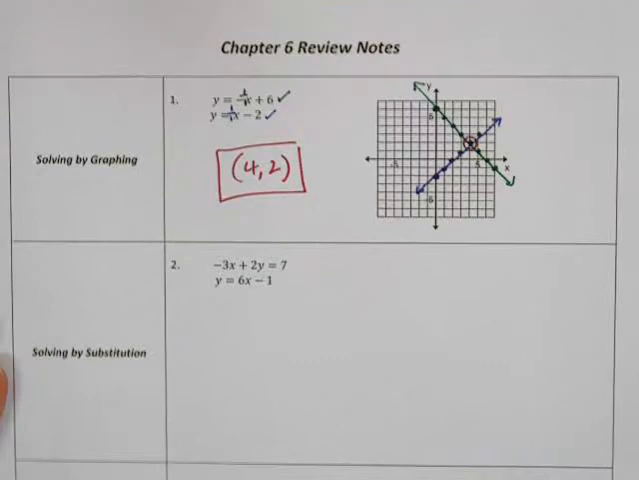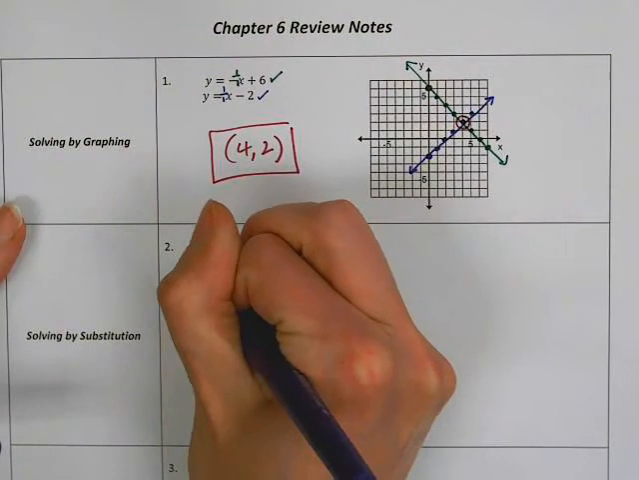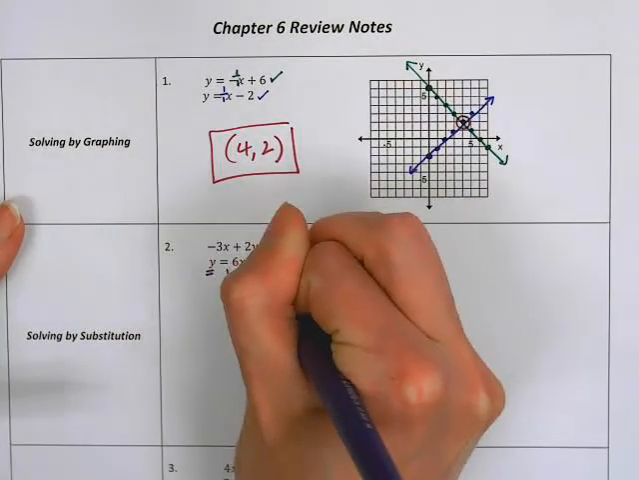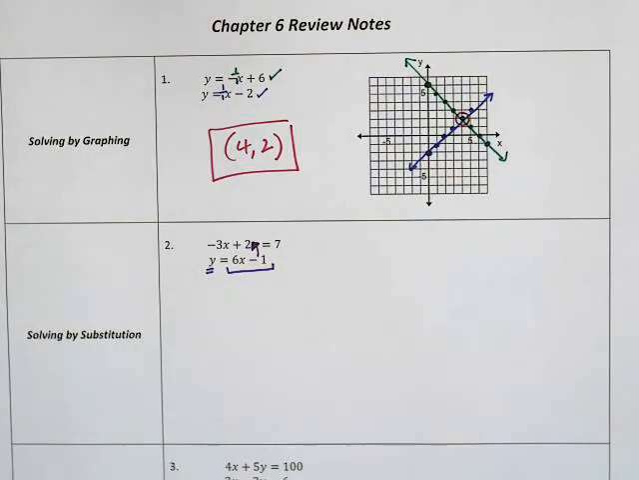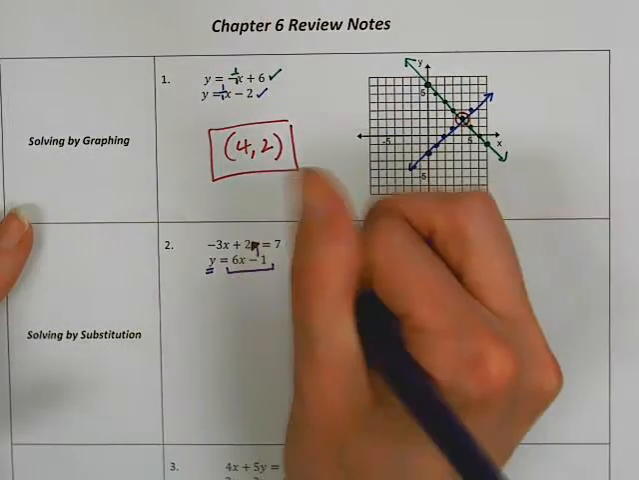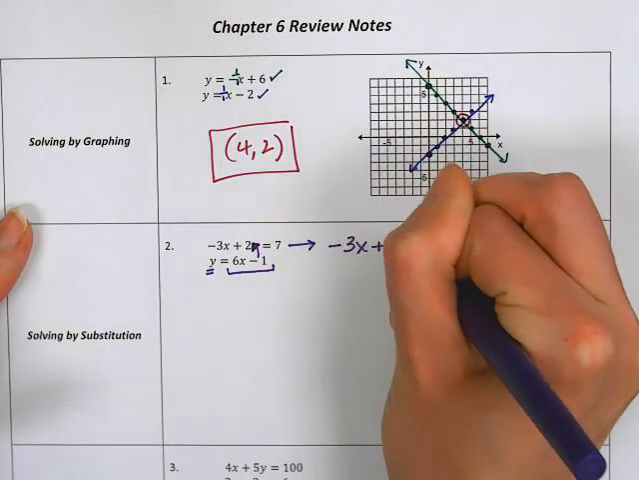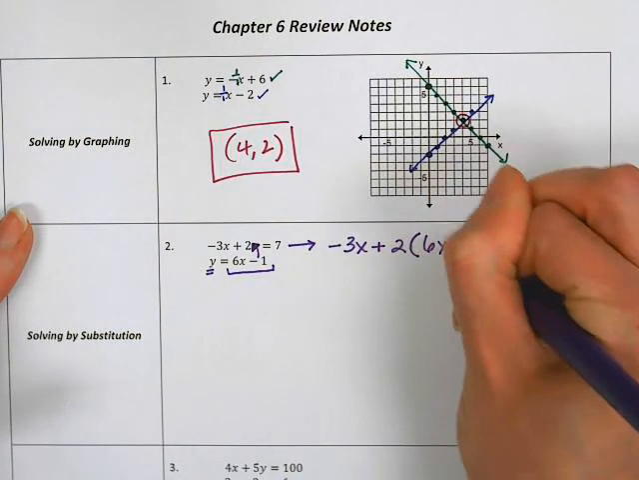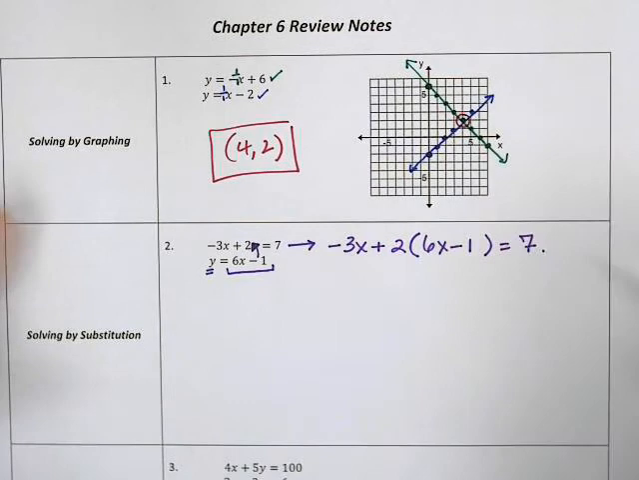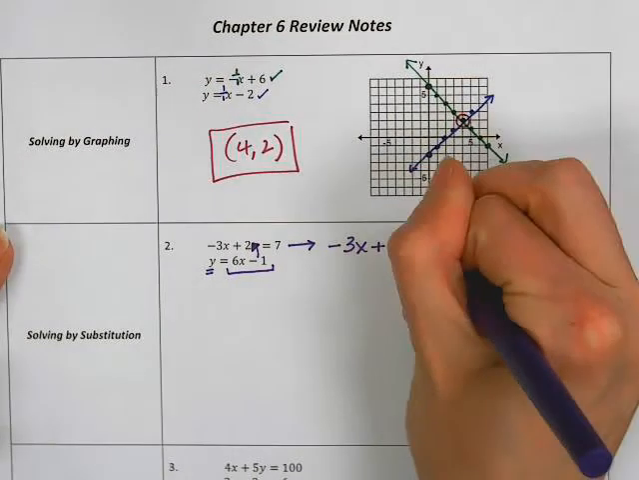All right, substitution. That is when if you have a variable alone and positive, for example, y, you can take what it equals and sub that into y in the other equation. Okay, so we're going to rewrite the top equation, negative 3x plus 2, but instead of writing the letter y, we are substituting in 6x minus 1, and then still equals 7. So substitution.